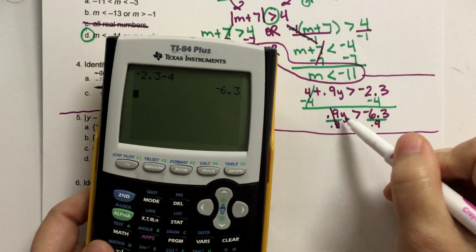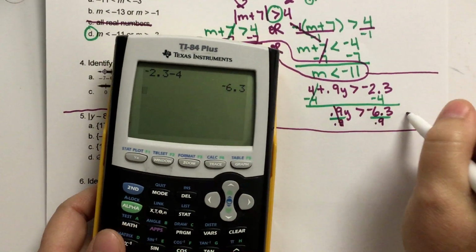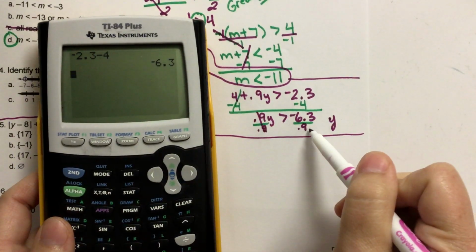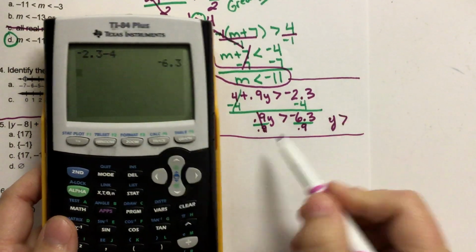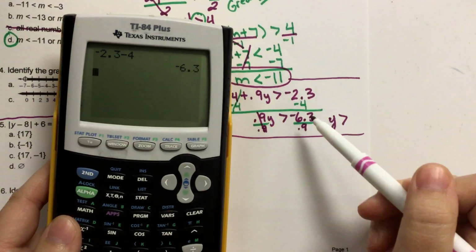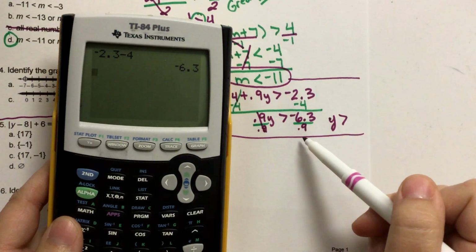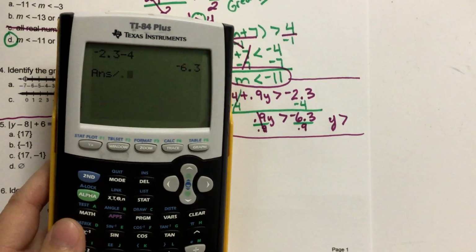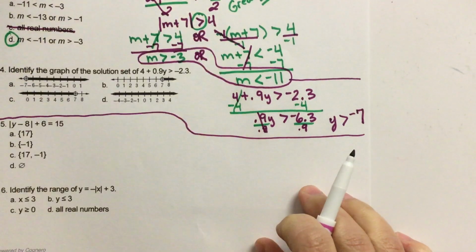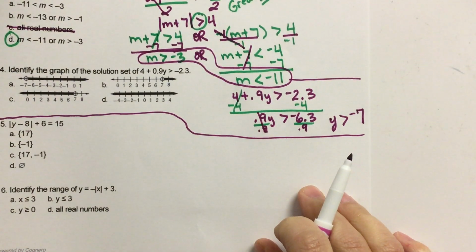So that makes 1, so all I have left is y. Now, because I divided by a positive number, I do not flip the sign, so no flipping. Only flip the sign if you divide by a negative or multiply by a negative. Now I need to take my -6.3 and divide by 0.9. So I'm going to divide by 0.9, and I get -7. So y greater than -7.